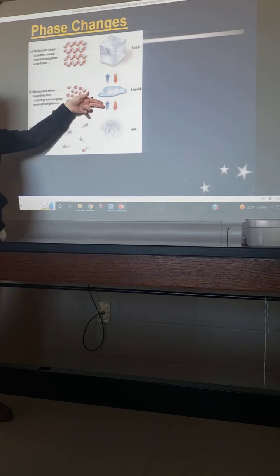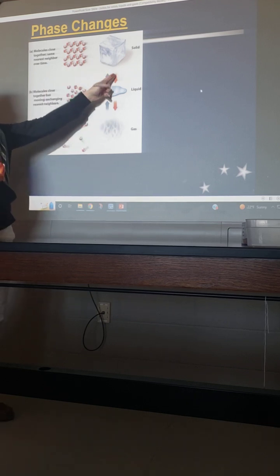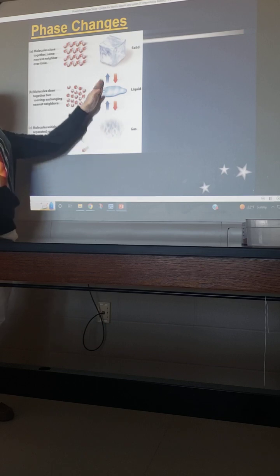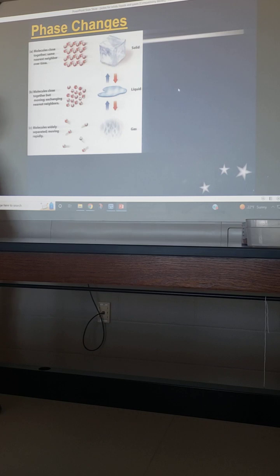If things are getting colder, following the blue arrow, we can go from a gas back to a liquid, and then from a liquid back to a solid, right? So it's whether you're adding thermal energy going this direction, or whether you're taking thermal energy away, cooling it off, if you follow that blue arrow going up.